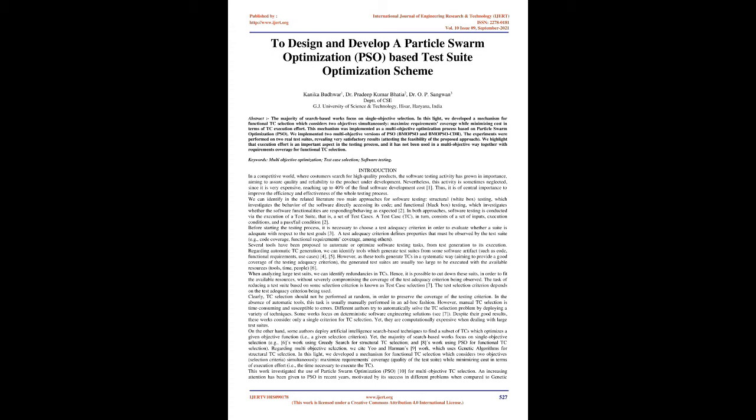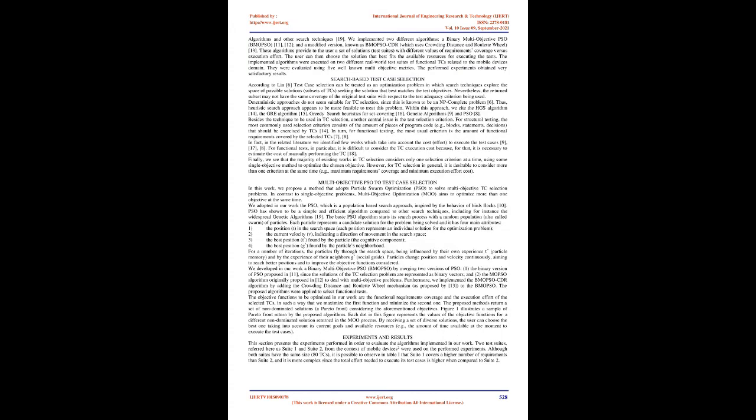However, as these tools generate TCs in a systematic way, aiming to provide a good coverage of the testing adequacy criterion, the generated test suites are usually too large to be executed with the available resources: tools, time, people. [6] When analyzing large test suites, we can identify redundancies in TCs. Hence, it is possible to cut down these suites, in order to fit the available resources, without severely compromising the coverage of the test adequacy criterion being observed.